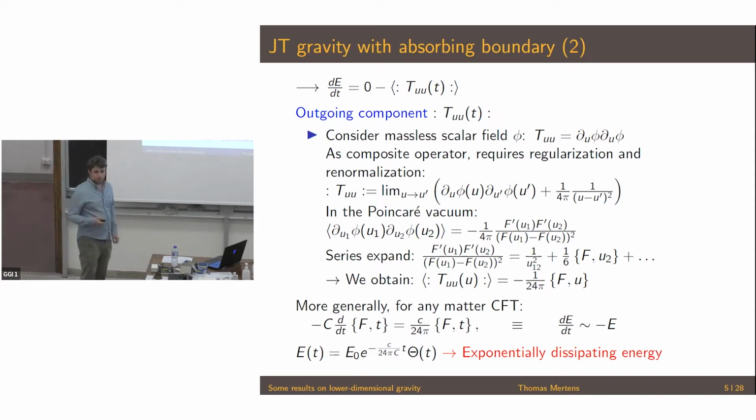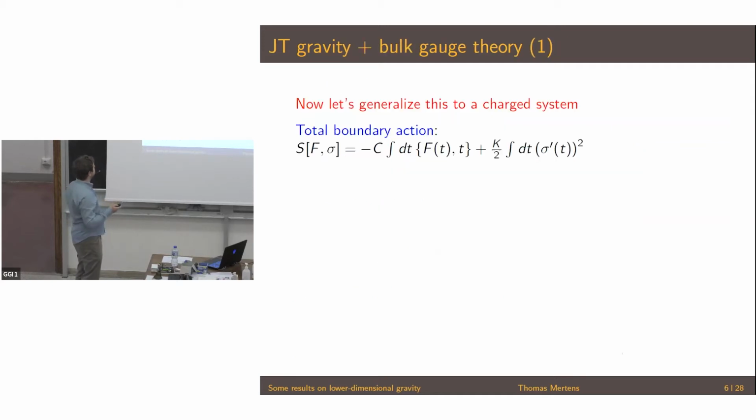So if you do that for a generic matter CFT, this is the source equation you get. d/dt of the total energy, and the total energy, as I mentioned, was proportional to the Schwarzschild derivative, is equal to minus the matter T_U at the boundary, but that was also a Schwarzschild derivative. So we plug that in here, and this is the equation we need to solve. Now, in terms of the energy, this is just saying that dE/dt is proportional to minus the energy. So the total energy in our system is just decaying, dissipating exponentially after an initial injection E0. So that's the energy profile as has been studied in quite a few papers over the past few years.